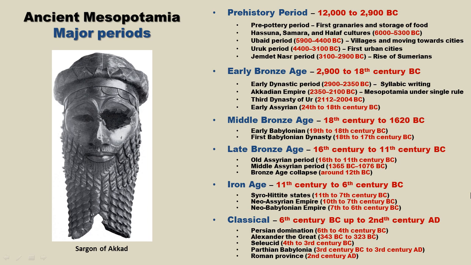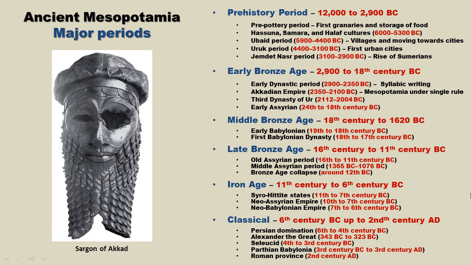Okay, so let's look at the major periods throughout the history of Mesopotamia. And as always, I will break down each one of these eras later on in future videos. The first major era is often classified as the Prehistory Period. And this is before written history, so this is the least understood epoch.